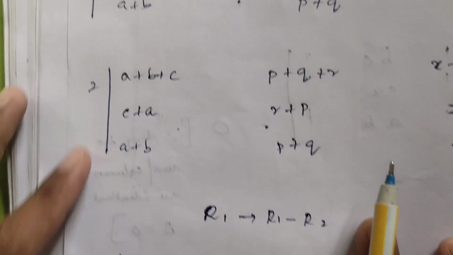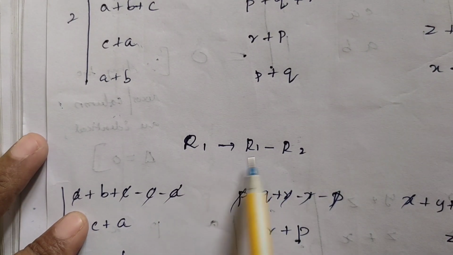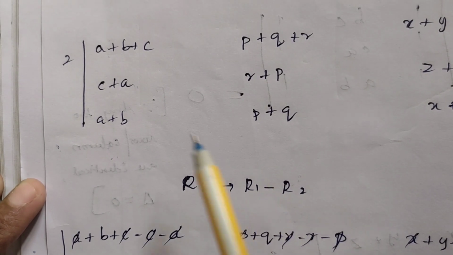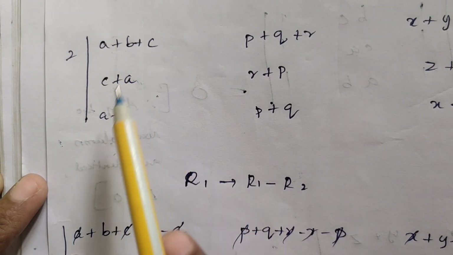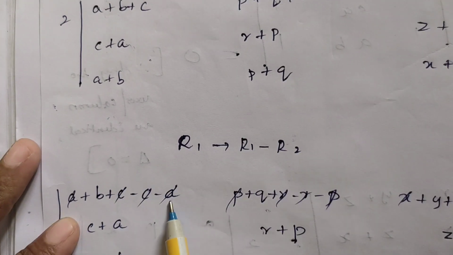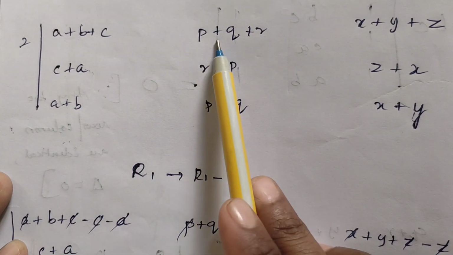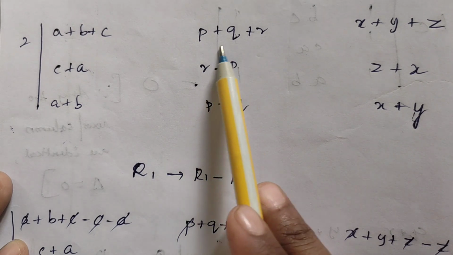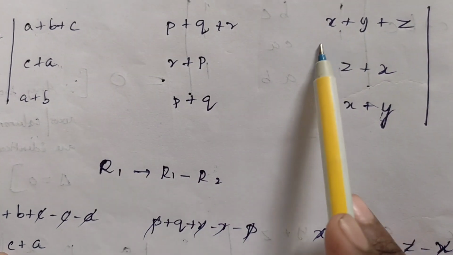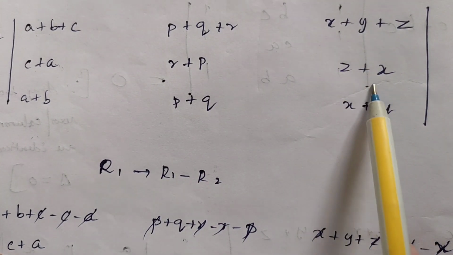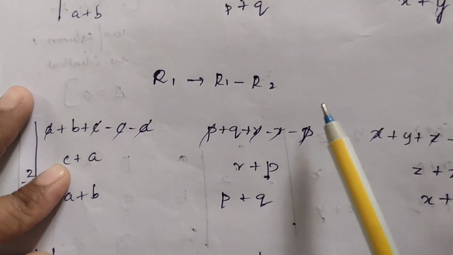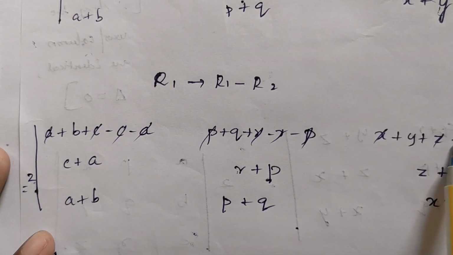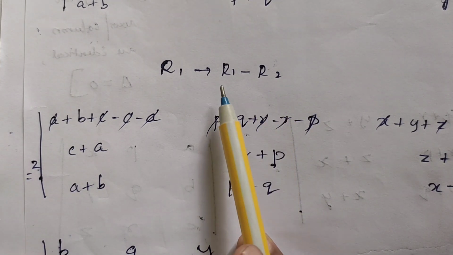The next step, R1 tends to R1 minus R2. So a plus b plus c minus a. The next, p plus q plus r minus p. So r and p get cancelled, q remains the same. Here z and x get cancelled, y remains the same. So this is being done in the next step. R1 tends to R1 minus R2.